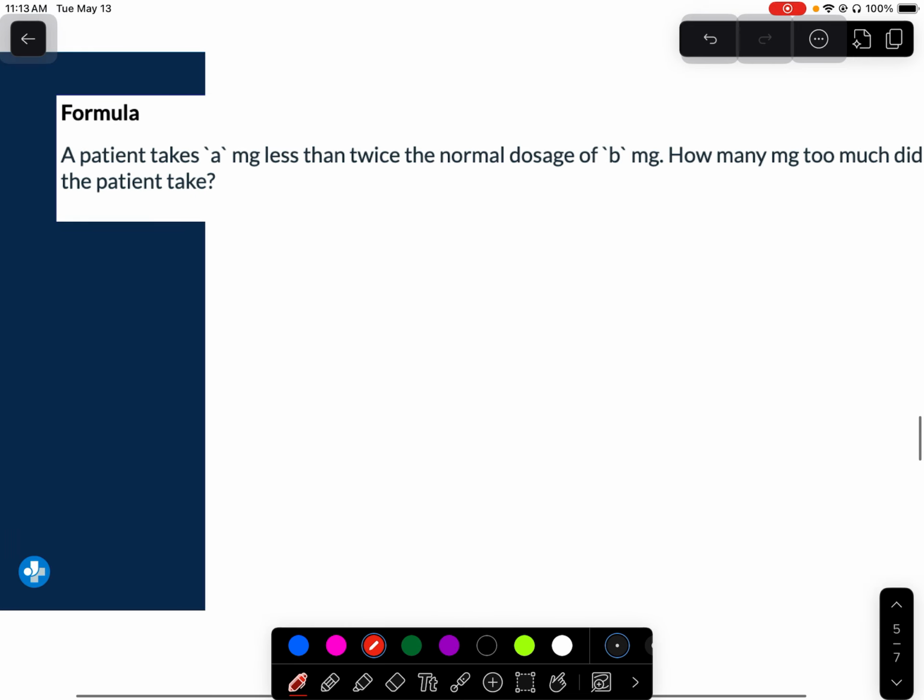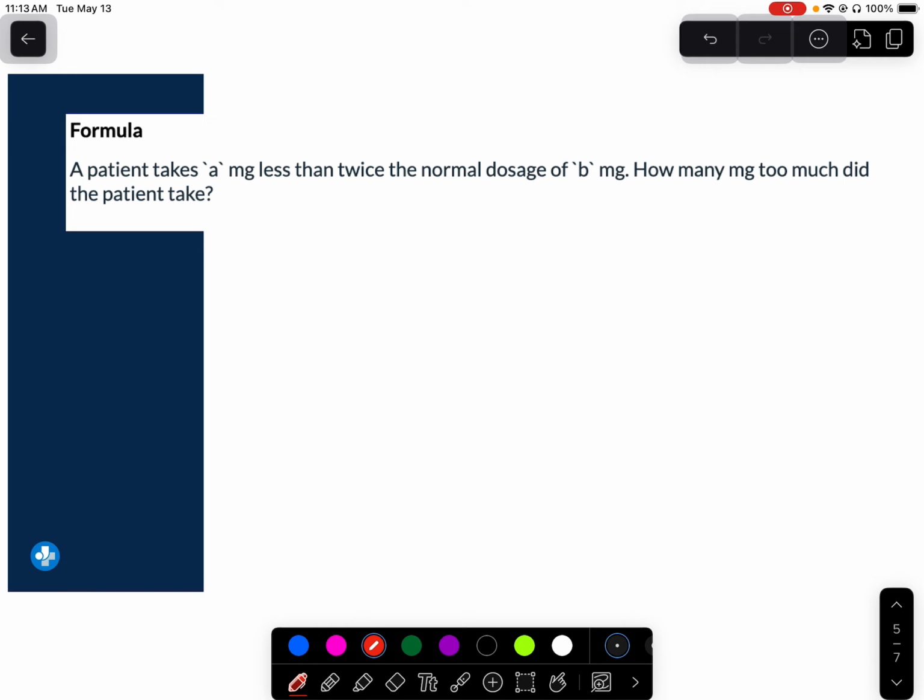Let's take a look at this one. Love these formula ones. Patient takes A milligrams less than twice the normal dose of B. Okay. How many milligrams too much did the person take?